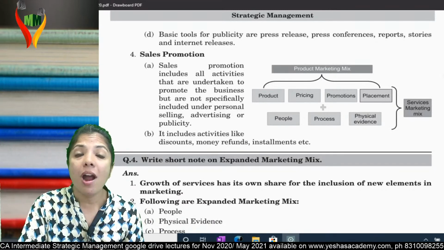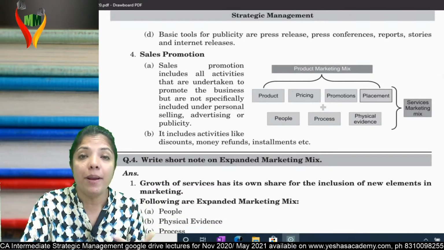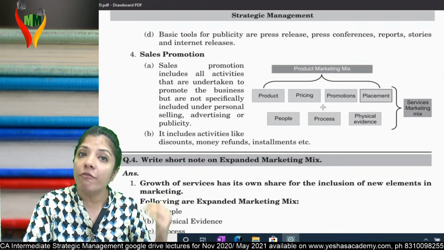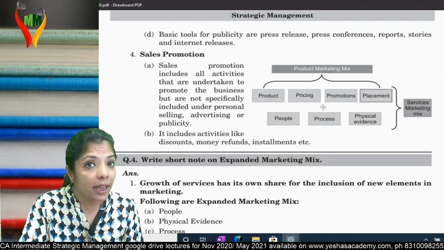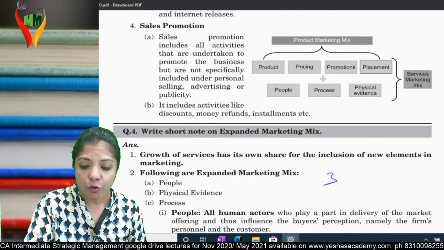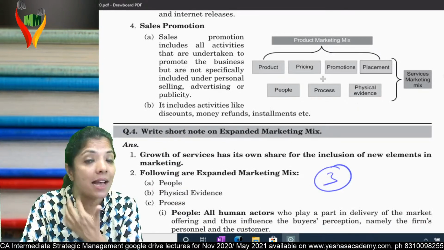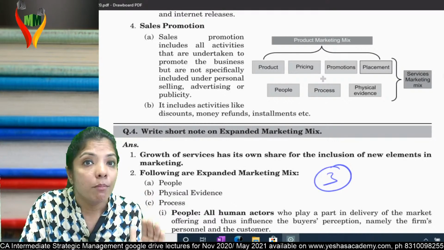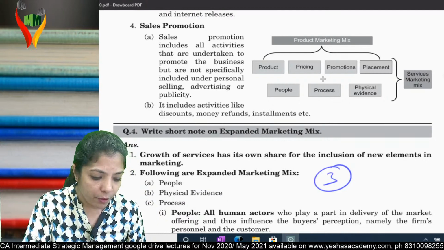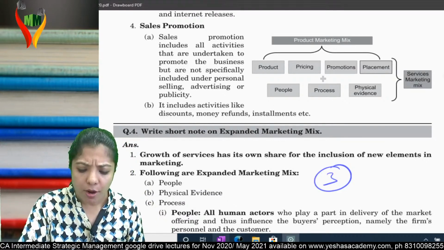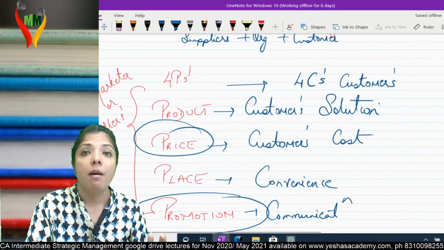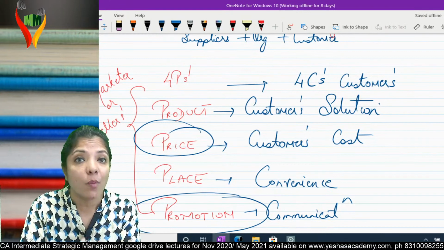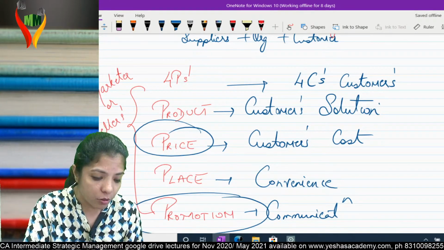Tell me what has happened in the environment because of which they had to bring 3 more P's. What has happened in the environment because of which they had to bring 3 more P's? Reply. 4 P's were sufficient. Product, price, place, promotion was sufficient. Still, what has happened in the environment because of which they had to introduce 3?